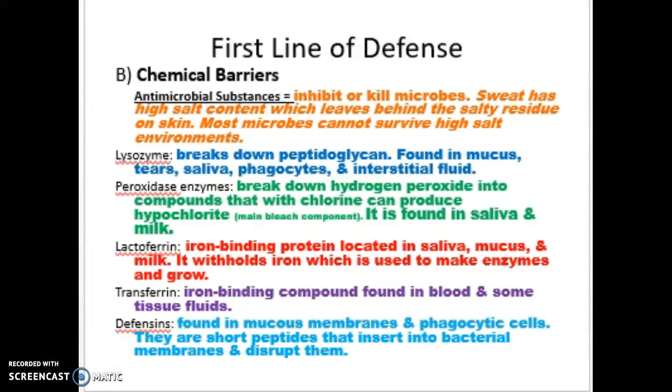Then there are what are called defensins. Notice how the word ends in the suffix "in". That usually refers to a protein. Protein, okay? Think about how it's spelled. These are found in mucous membranes and phagocytic cells, like your white blood cells. If you think about it, any place where bacteria are trying to get into your body is going to be through your mucous membranes, and then sometimes the first cells to encounter them are going to be those white blood cells. So these are short peptides that insert themselves into bacterial membranes and just disrupt them. That way the cell ends up falling apart and exploding.